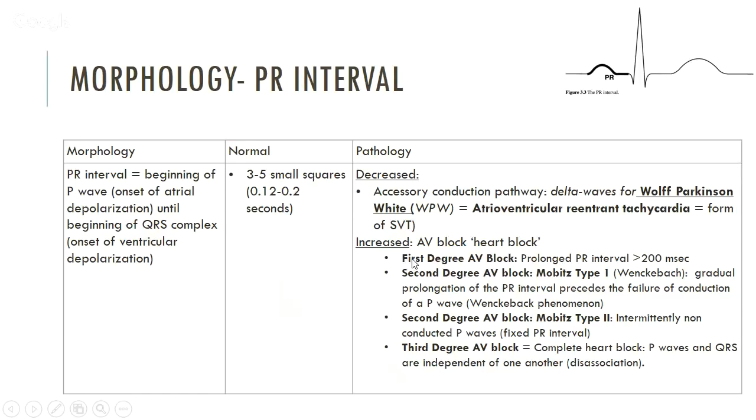So first degree is just prolonged PR interval. And then second degree, there's 2 types. Type 1 is Wenckebach, so it's gradual prolongation of the PR interval until there's a non-conductive P wave. Whilst in second degree type 2, there are intermittently non-conductive P waves, but the PR is fixed. And then in third degree, there's no relation between the P and QRS, so they're completely independent of one another.